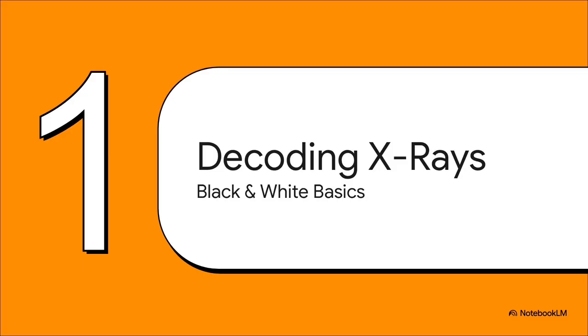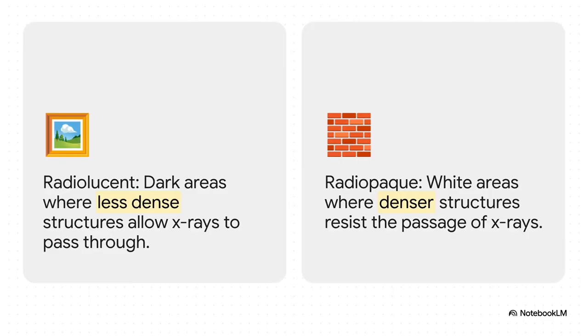Okay, first things first, we have to learn the basic language of the X-ray. It's a world of black, white, and gray. And every single one of those shades has a very specific meaning. Here are the two most important words you're going to need to know: radiolucent and radiopaque.